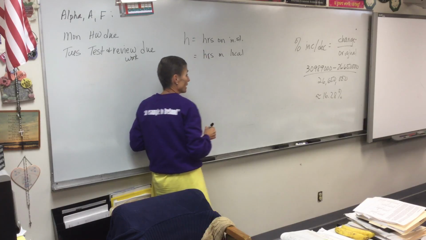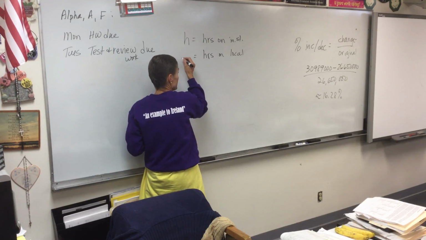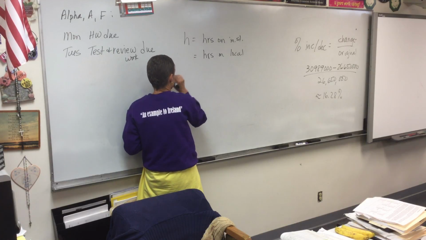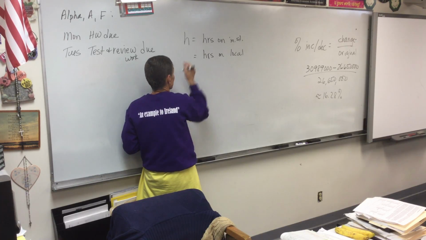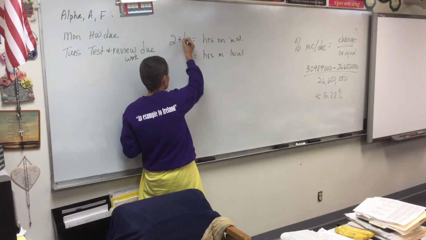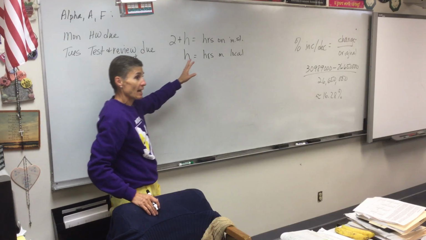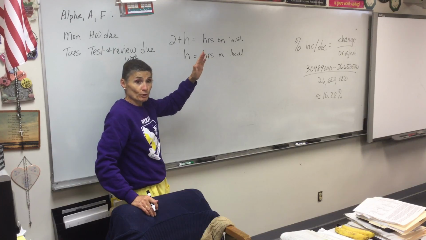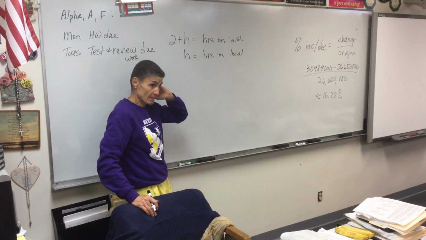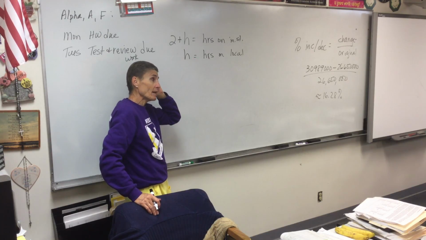No, not a new variable. I don't want a new variable. 2 plus 2h? Wait, no, it's the opposite. 2 plus 2 plus h? It's 2 hours more. Wait, no, maybe on the first one. The first one would be 2 plus h. This one's 2 plus h? Yes. And this one is h? So you're letting h be the hours on the local streets or roads, and then we're 2 hours more on the interstate. Is that what it says? Okay, all right. That's a good way to start. Now what else?